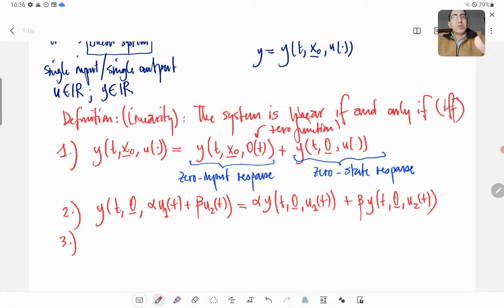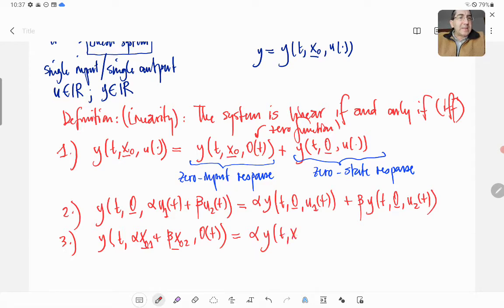Furthermore, this property should not only hold for the input, but it should also hold for the initial state. So if you have a zero input, but you have a combined initial state, alpha x01 plus beta x02, these are two initial states, but you have 0 of t at the input, you should have the same property holding. That means you should have alpha times y of t with x01 at the initial condition and 0 of t, plus beta times y of t with x02 and 0 of t.